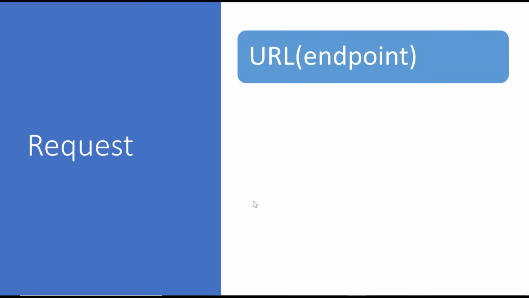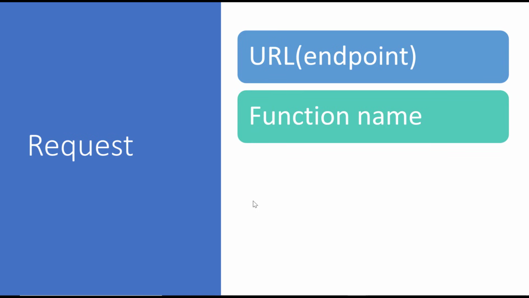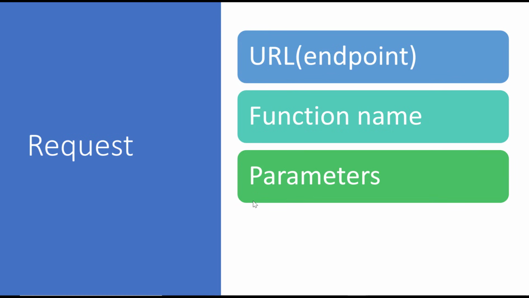So a request looks like this. It's made up of 4 parts. It's made up of the URL. So this is basically what we're connecting to, and when you go to an API documentation, it will tell you this. The next thing we need is the function name, which is the function that we want to call. And most of the time, the function will take parameters, but sometimes it doesn't require parameters. So it's very similar to how we use functions in any programming language.